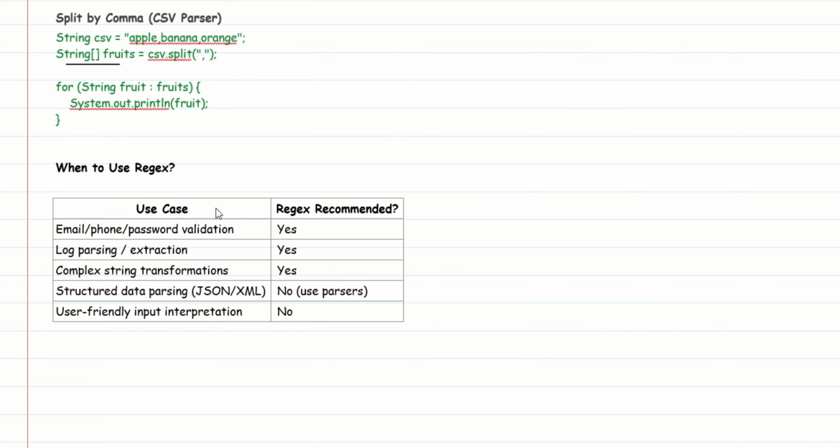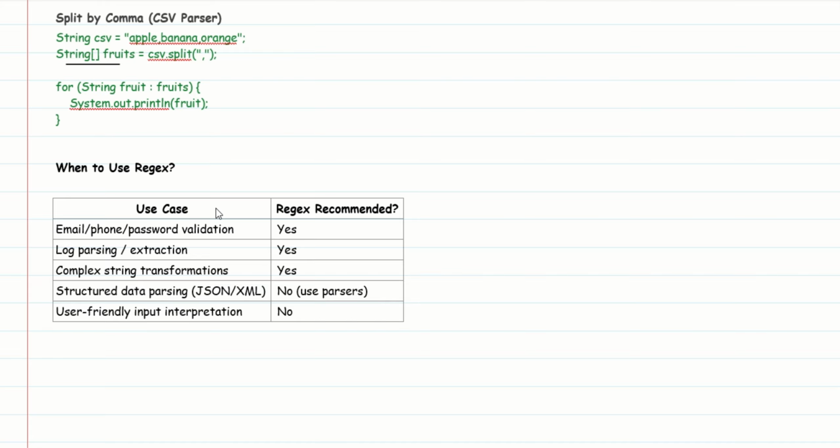So when can you use regex? Regex is everywhere, from validating sign-up forms and filtering chat messages to cleaning messy user input data. It makes your app smarter and safer. You can use it for validating email, phone, or password, or for log parsing, extraction, and complex string transformation. For structured data parsing, use a parser instead.